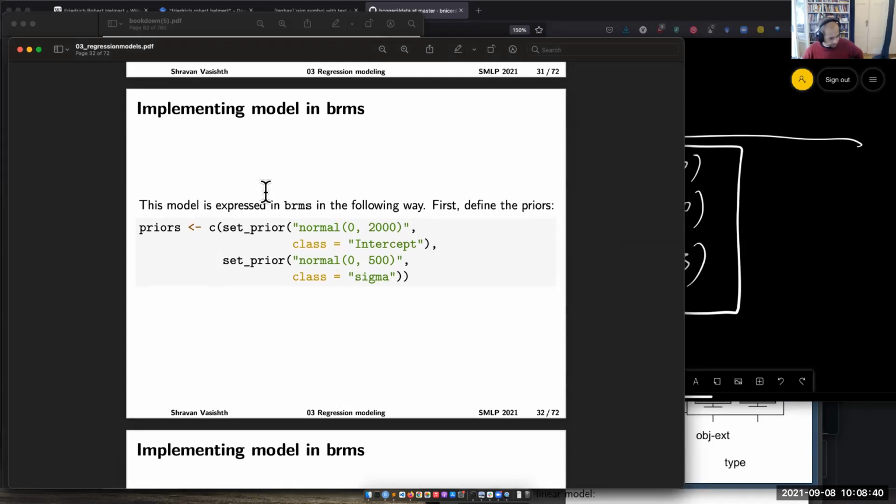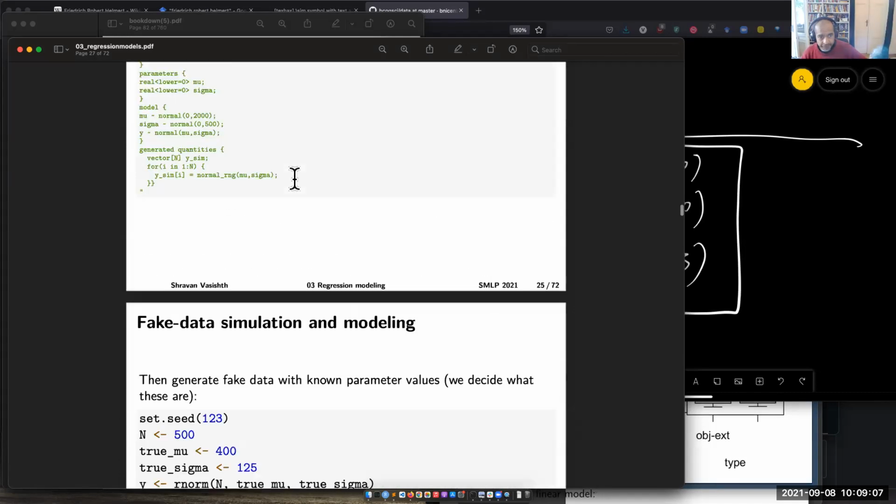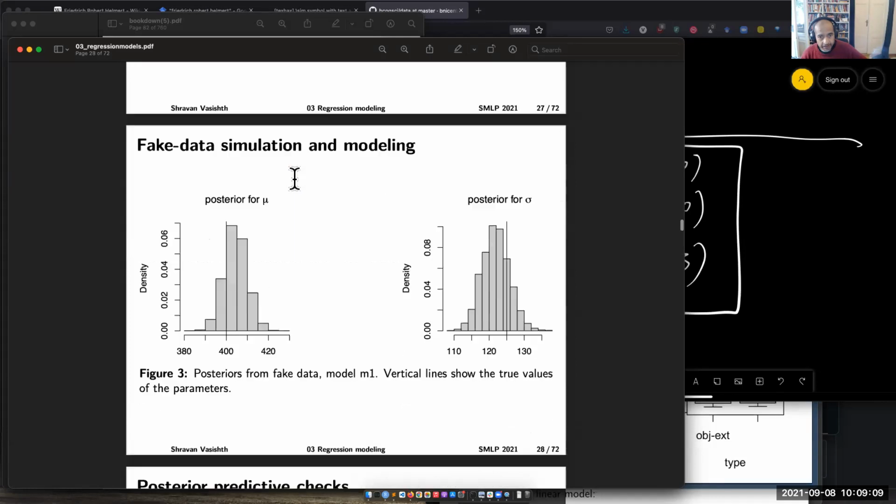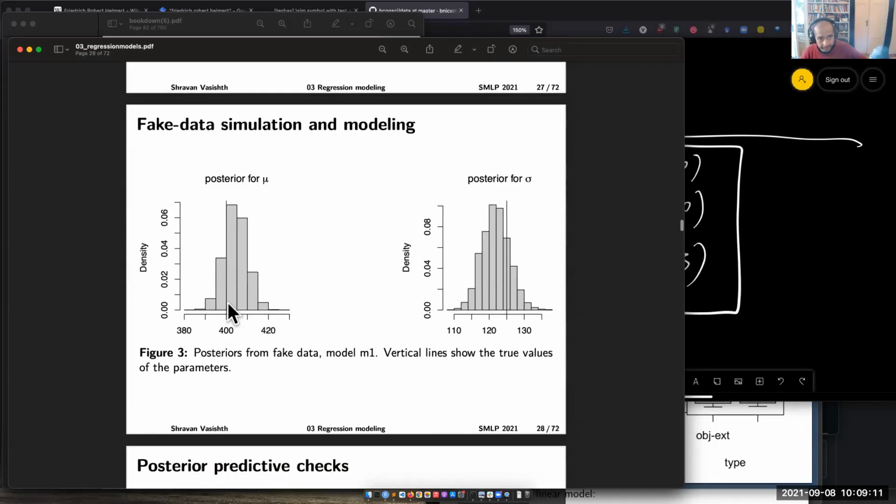Yes, please, go ahead. Sorry, I wanted to ask you a question as well. Previously, you said that the model was okay because the data was centered on the model, but I actually didn't get how you decided that the model was okay. How did I decide that the model is okay? I decided that by fake data simulation and checking if the model can recover the parameters or not.